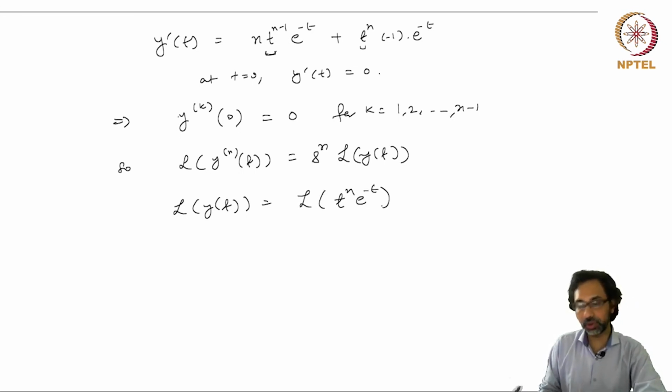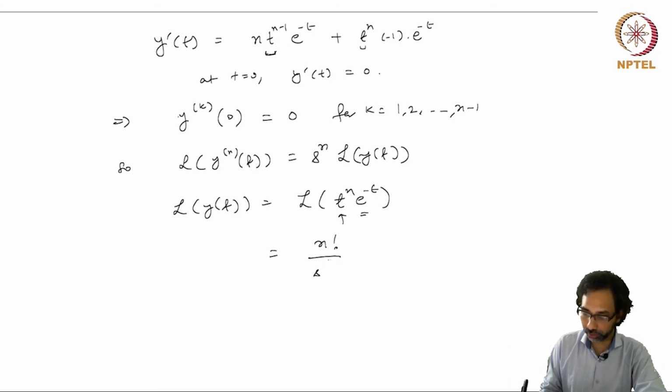This can be computed in two ways. One is we know what the Laplace transform of multiplication by powers of t looks like. The other is simply again by the shifting theorem, because this is shifting by e^(-t), so it's a shift by plus 1. We know the Laplace transform of t^n is n factorial over s^(n+1), but it is shifted by plus 1, so you will get n factorial over (s+1)^(n+1).